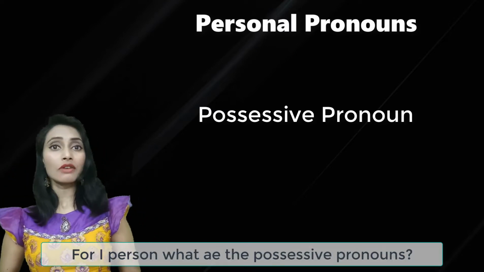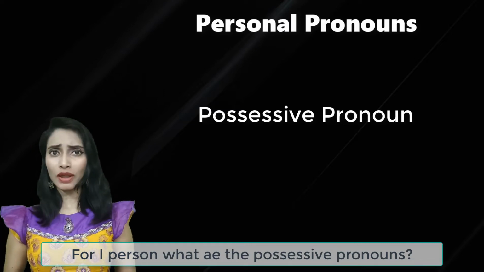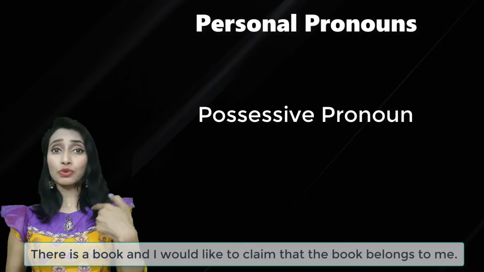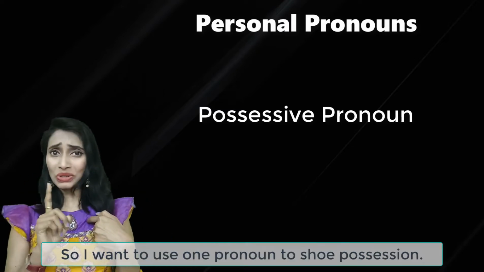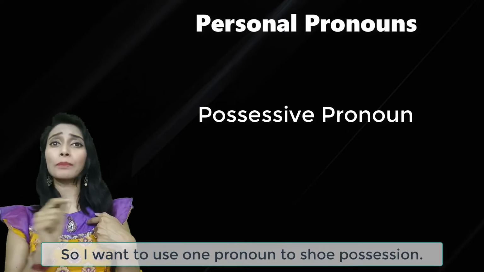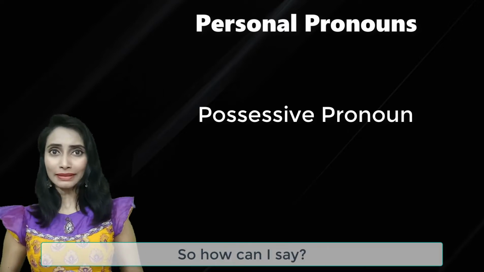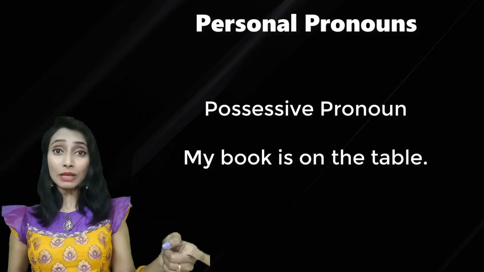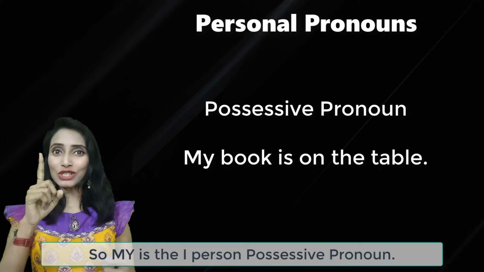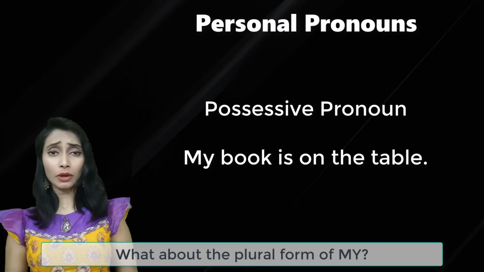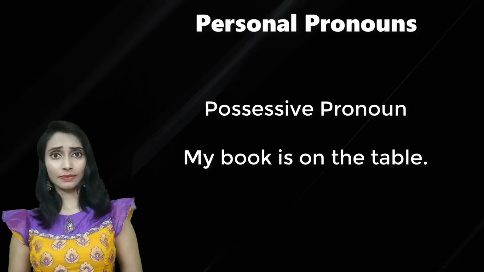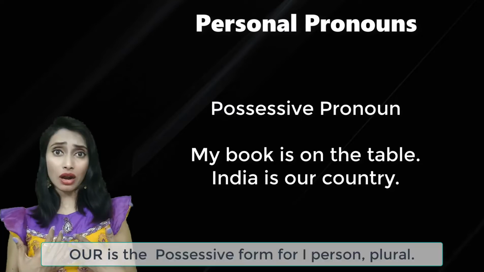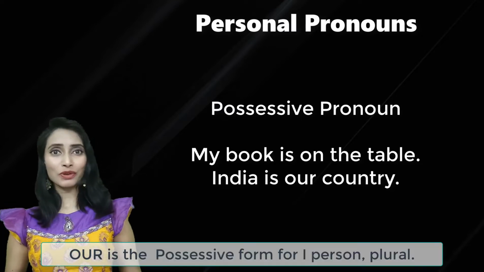of a noun. For first person, what are the possessive pronouns? There is a book and I would like to claim that the book belongs to me. So I want to use just one pronoun to show the possession. So how can I say? My book. My book is on the table. So my is the first person possessive pronoun. What about the plural form of my? Our country. India is our country. Our is the possessive form for first person plural.